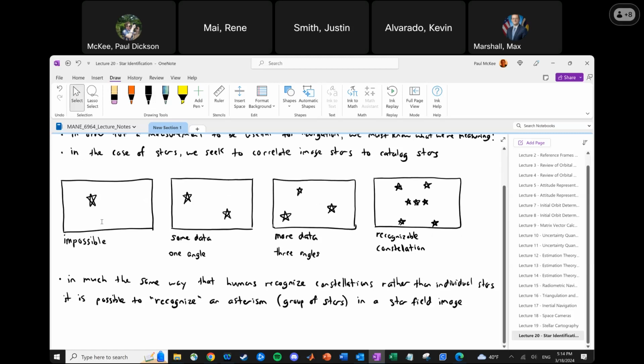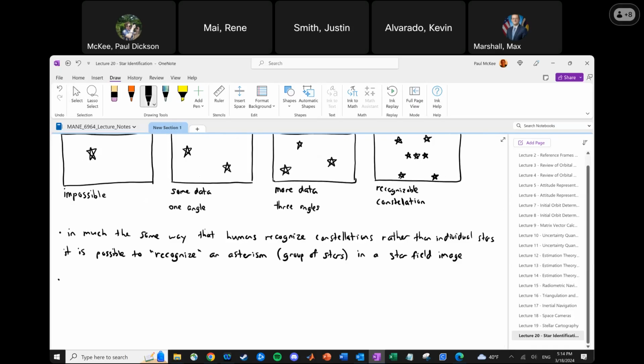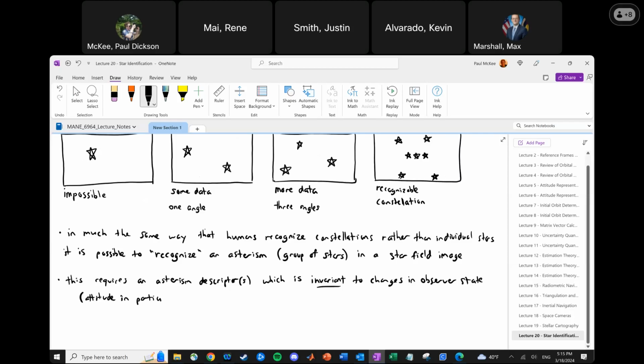So this identification problem requires an asterism descriptor. And that asterism descriptor or descriptors must be invariant, that is not variable, invariant to changes in observer state, and I'm going to write attitude in particular. So what exactly do I mean by that?